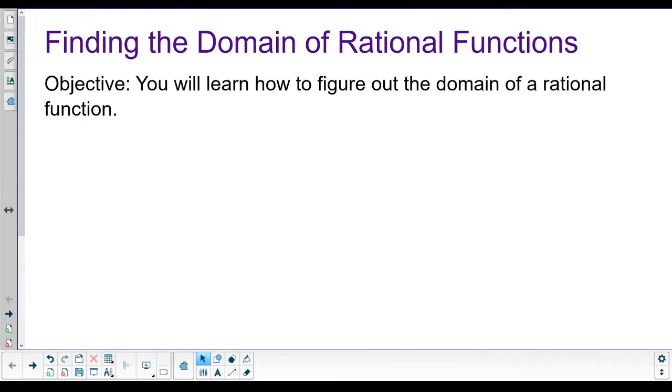Hey, what's up, memers? We are going to learn about the domain of rational functions today.